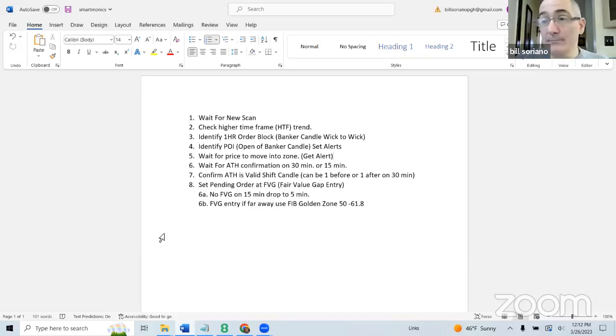You also have your stop loss and take profit set at the same time, so that if it moves against you, you lose no more than 2% of your trading account. And if it moves into the take profit, you'll be out of the trade. So this is the SmartMonics strategy in a nutshell.